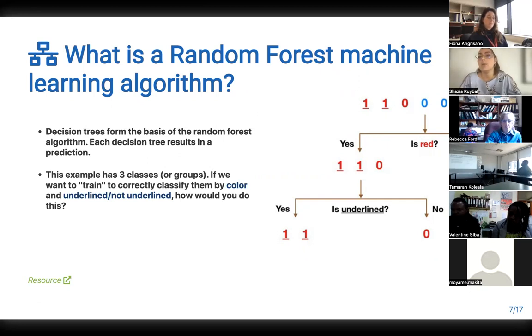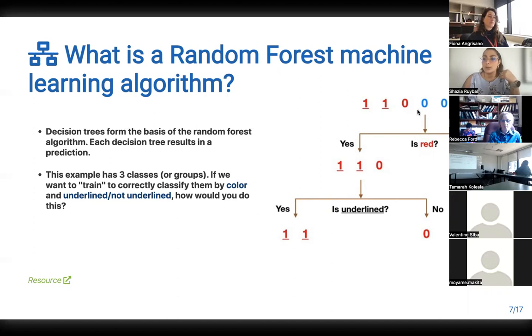So let's say we want to train this random forest algorithm to be able to classify these ones and zeros into the 3 different groups that I can see that there are. So we have blue zeros, we have red zeros, and we have red ones. So there's 2 features that the algorithm can use to start to tease apart these groups. One of them is color, and the other one is whether it's underlined. So how does the algorithm go through this?